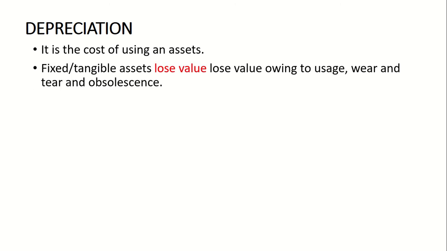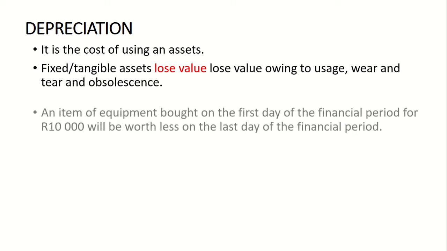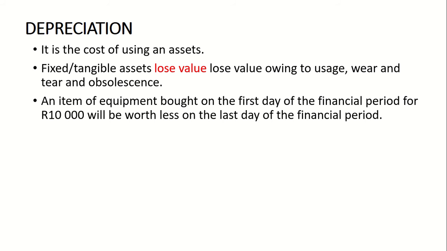Now here is one adjustment that we will start with. It is called depreciation. What is depreciation? It is the cost of using the asset. Depreciation is the cost of using the asset. Fixed or tangible assets lose value owing to usage and wear and tear. An item of equipment bought on the first day of the financial period for 10,000 will be worth less on the last day of the financial year.